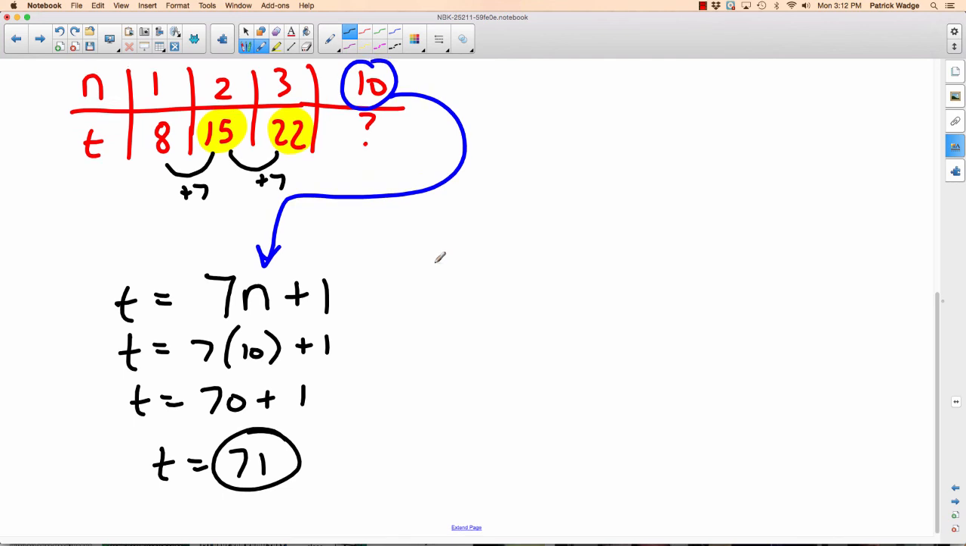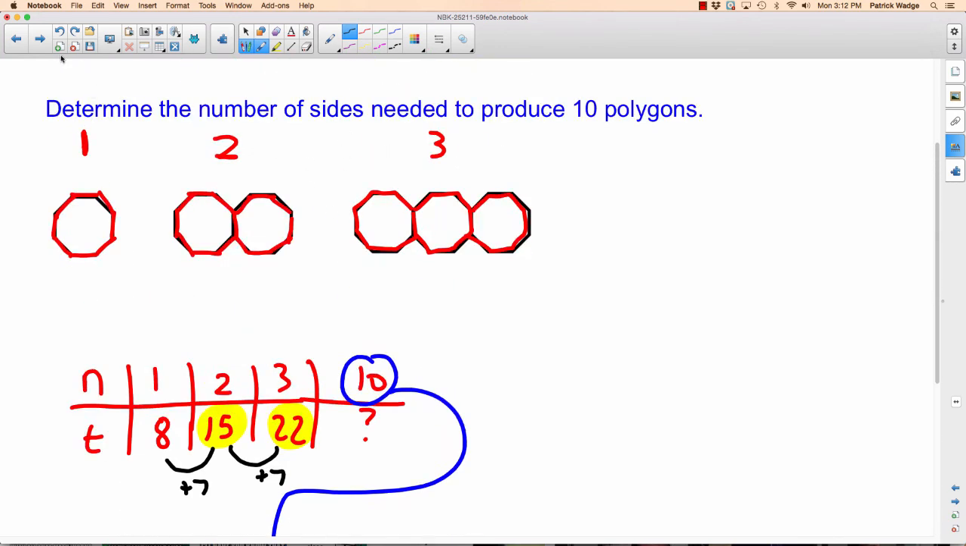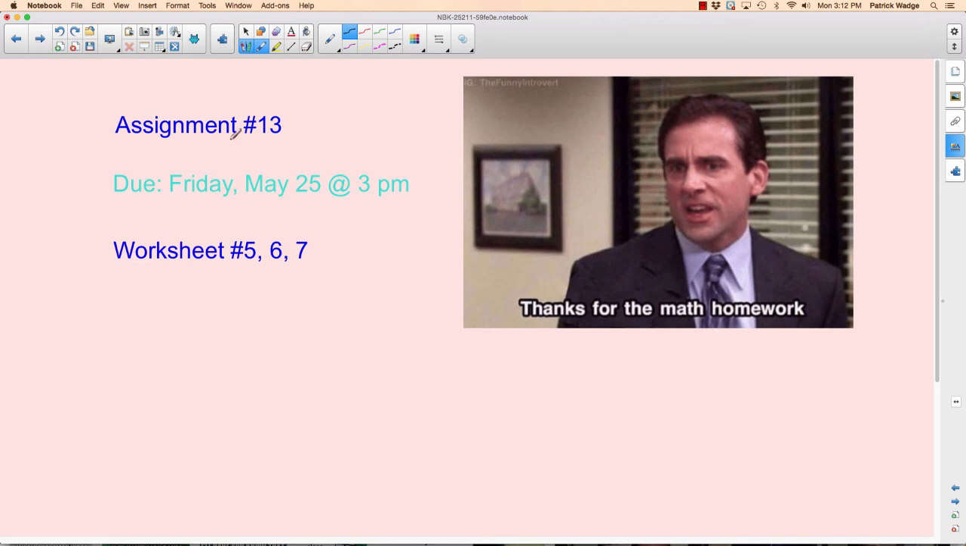Okay? So the questions I chose here are really similar to the ones that you're going to do for homework. And speaking of homework, here it is. It's assignment number 13. It's due on Friday. I'm going to put a worksheet on Teams for you, and I'll put the answers as well there. And you're going to do numbers 5, 6, and 7, which happens to be the whole worksheet.